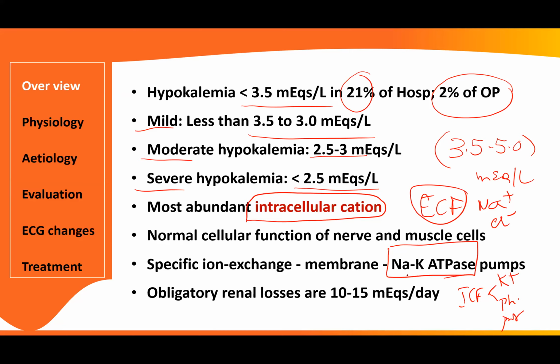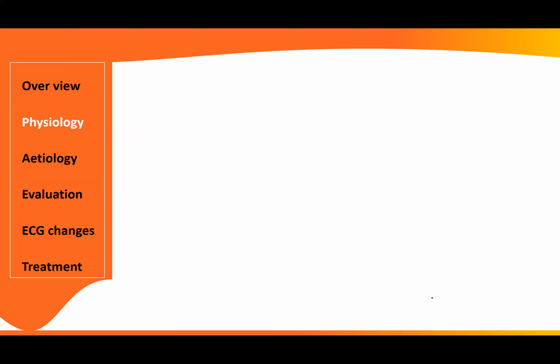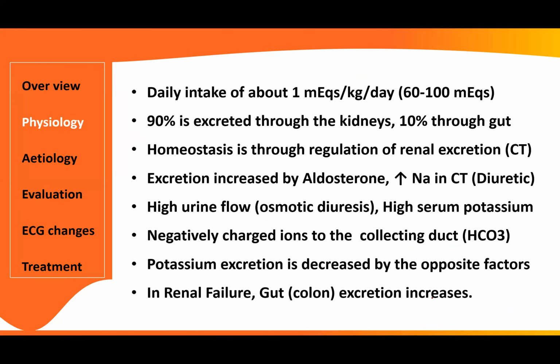The obligatory renal loss per day is around 10 to 15 milliequivalents. 10 to 15 milliequivalents of potassium has to go through the kidney. This is called the obligate loss. If necessary, it can excrete more, but this is the minimum that will be excreted. Let us look at the physiological considerations. The daily intake will be around 1 milliequivalent per kilogram, around 60 milliequivalents, and maximum 100 milliequivalents.